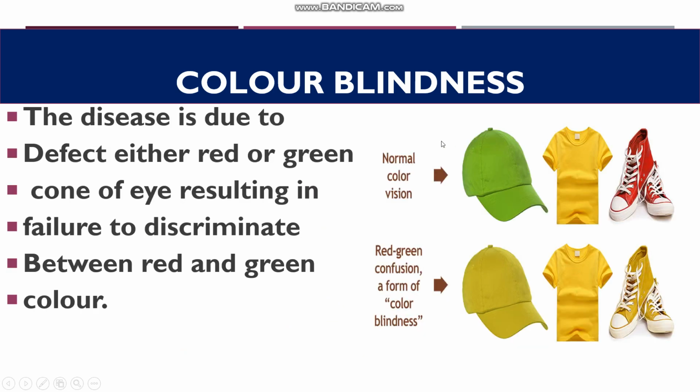Color blindness, as I already mentioned, is due to a defect in either the red or green cone of the eye, resulting in the failure to discriminate between red and green color. So this is a normal vision, and this is a person suffering from color blindness, red-green confusion, a form of color blindness.